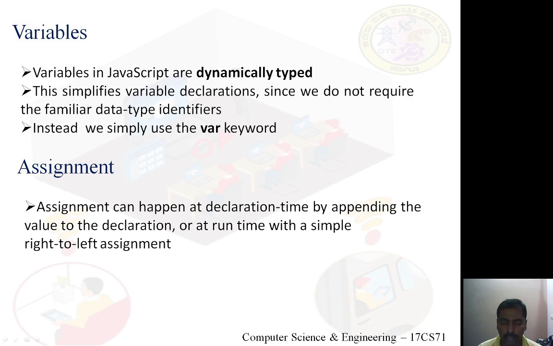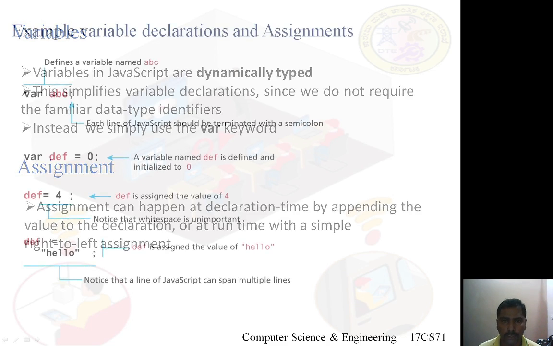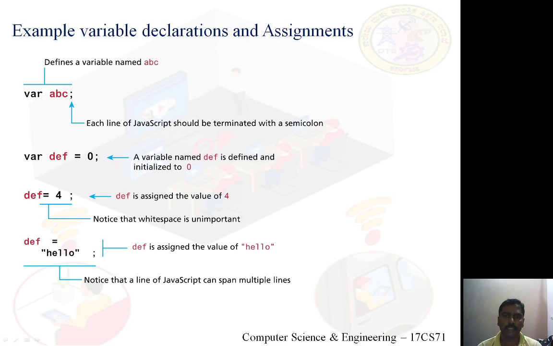Now let me have a look at some statements. See the first statement, that is var ABC. One thing to note: all JavaScript statements should be terminated by a semicolon, like in C or Java. The first statement, var ABC semicolon, declares a variable named ABC and it is uninitialized. It just declares a variable ABC.